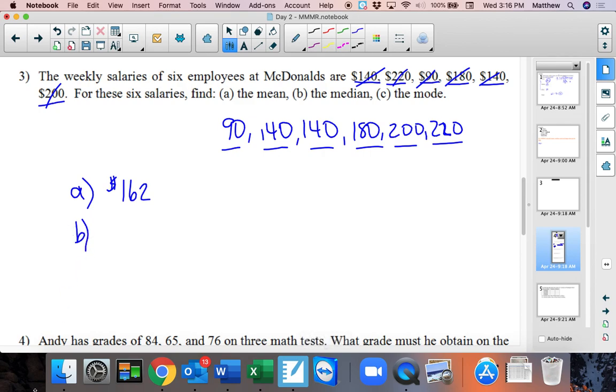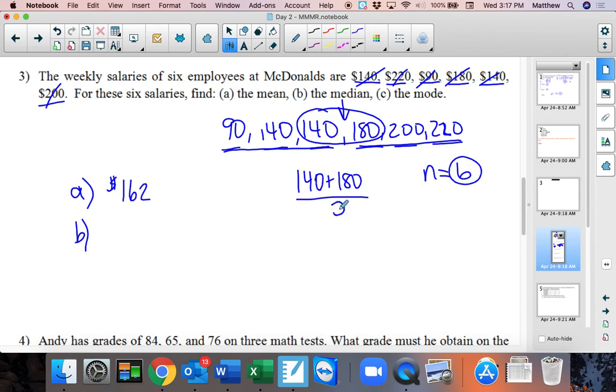B, the median. I know the median is in the middle, but I have an even number, right? My n is 6. And since it's even, I won't have a true middle. I'm looking for a value right there, 3 that are less, 3 that are greater. It would be great if I had an odd number so there was a true middle. But I don't. I have an even number of terms, so I need to take the average of these two. So 140 plus 180 divided by 2. You could also just look, what's halfway between 140 and 180? Hopefully you see it's 160, 20 in each. So this is 160. And then quickly, the mode, the one that shows up the most is 140.